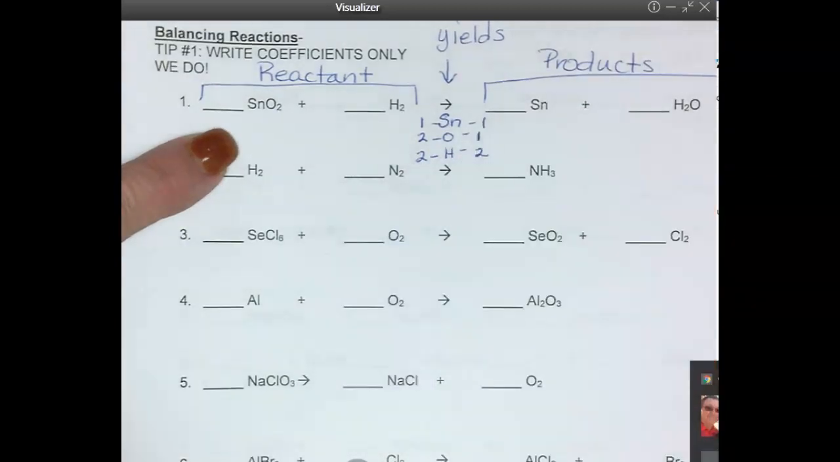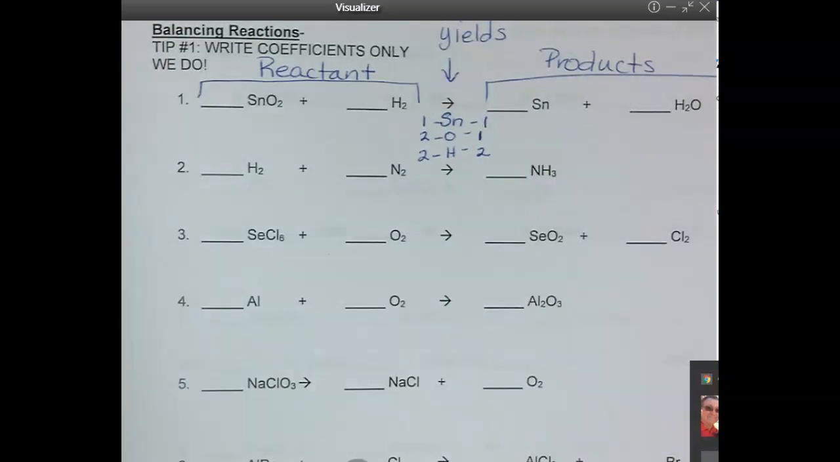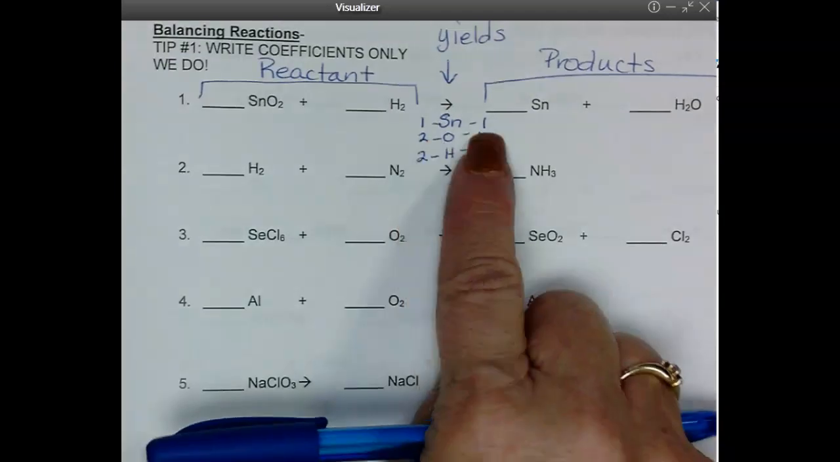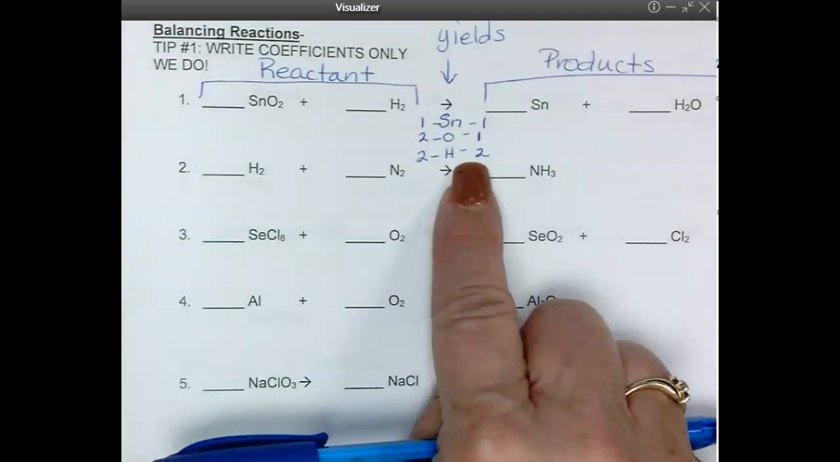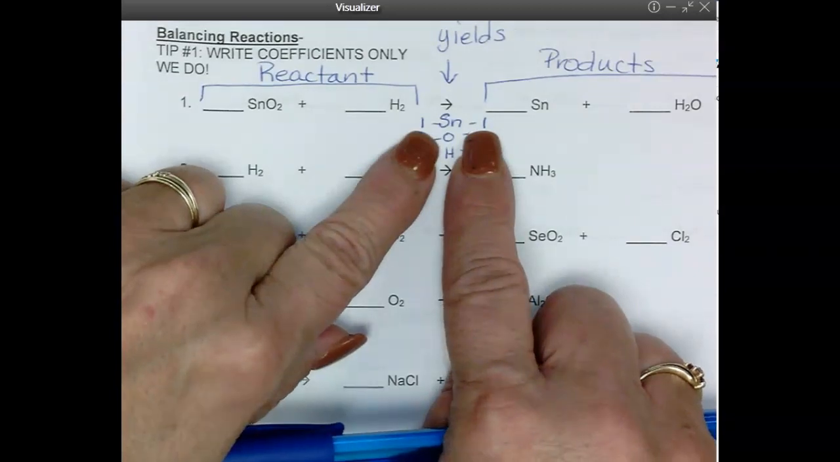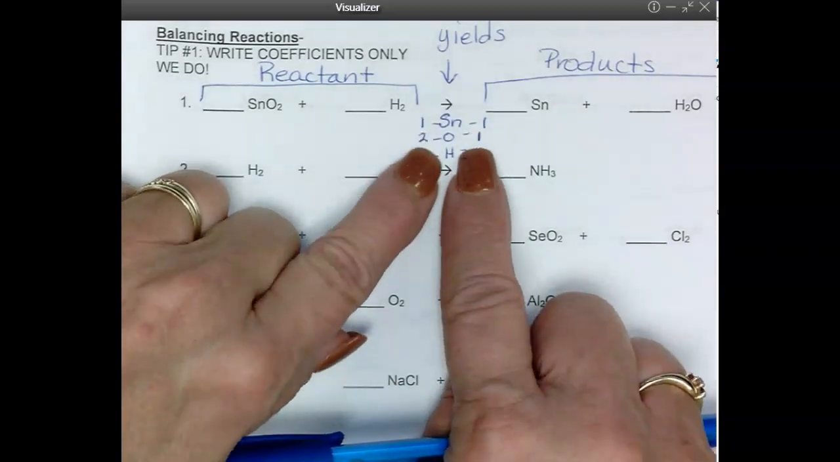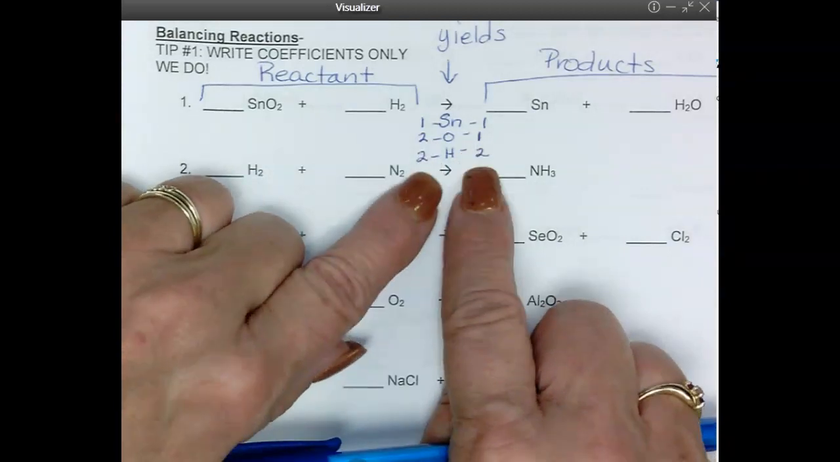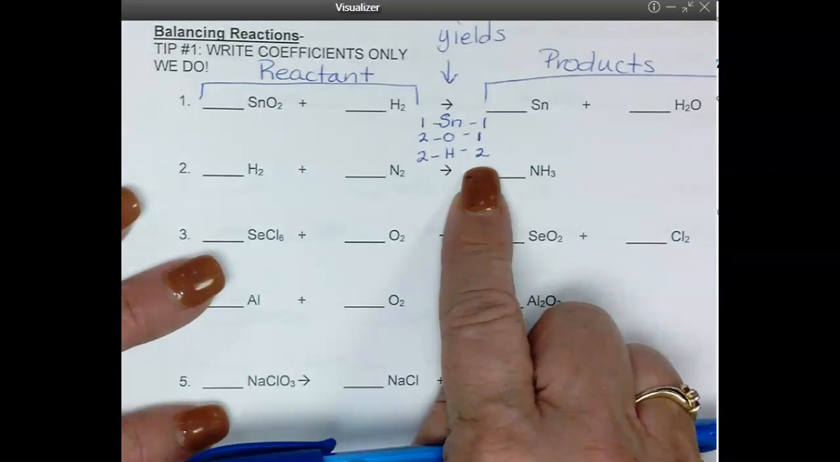So when I look at this, I see that they are not the same on both sides for all of them. And that's what our goal is. We want H to be exactly the same, which it is right now, so that's great. Oxygen to be the same, which it's not. And hydrogen to be the same, which it is not. And so I need to do something.